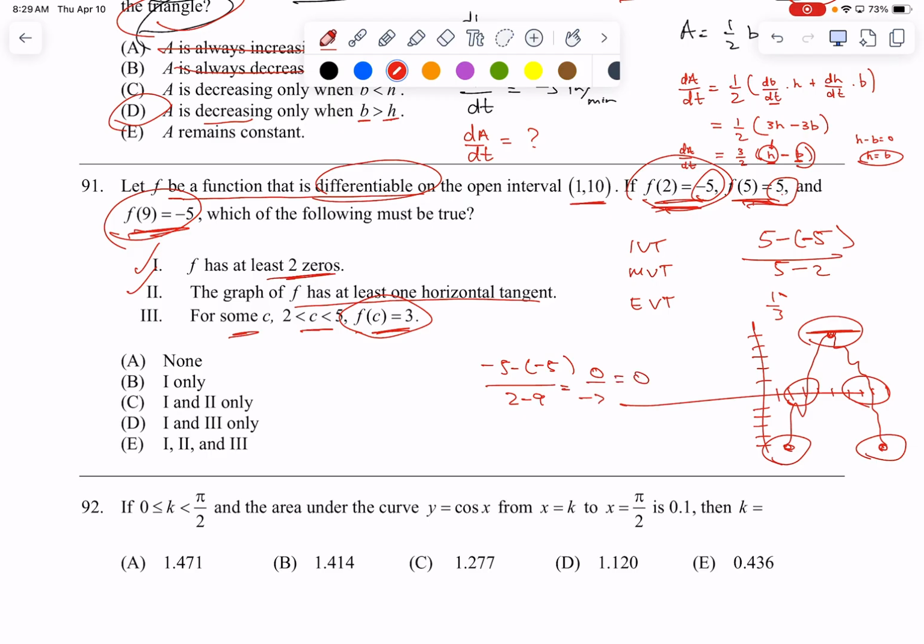One more possibility. Take the second and the third one. 5 minus a negative 5 over 5 minus 9. That gives me 10 over negative 4. So I got 10 over 3, I got 0, and 10 over negative 4. Did I ever get 3 for an AROC? There's no AROCs equal to 3, so the mean value theorem says that the AROC has to equal the IROC. But if you don't have an AROC of 3, you can't say the IROC's going to be 3. So we're only talking about 1 and 2 only. So the answer is C.